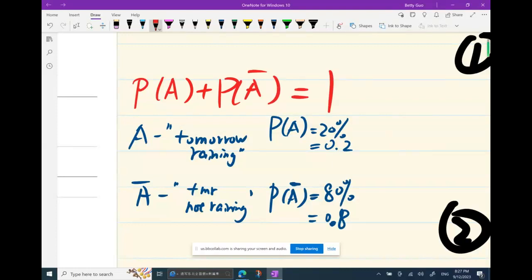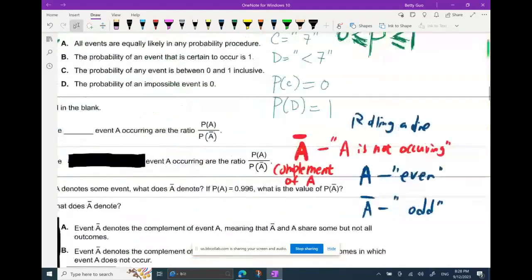That's the complement event formula. The probability of event A plus the probability of the complement of A always equals 1. The sum of the probabilities of two events, if the two events are complements of each other, always equals 100%, which is 1. Remember this example, then you know how to do that.